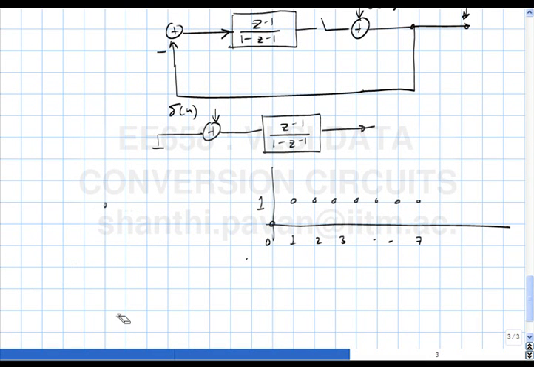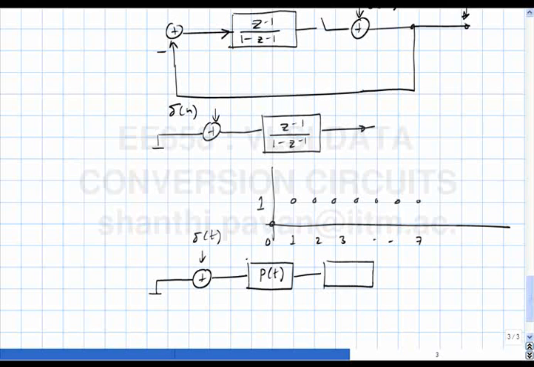Now, if we did the same exercise for the continuous time loop filter, what should I get? Delta of n, and please note that this delta of n is implicitly the DAC getting converted into a delta of t and getting applied to a filter whose impulse response is p of t. Equivalently you can think of it as delta of t being applied to a filter of impulse response p of t. This output is going to 1 by s, whose output you are sampling. Does that make sense? That's what the DAC is doing.